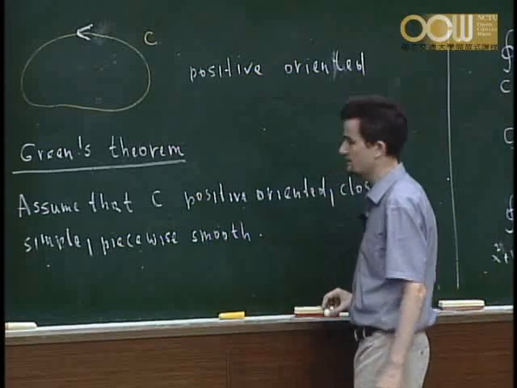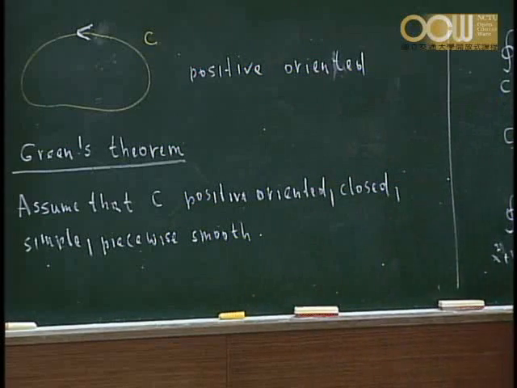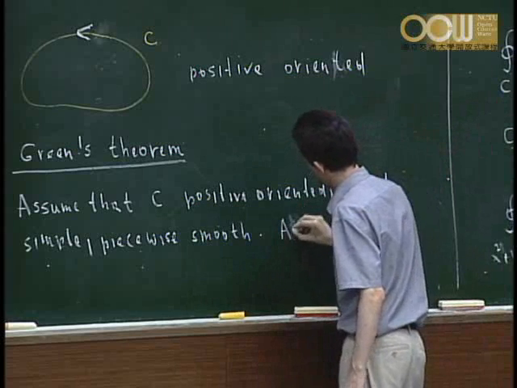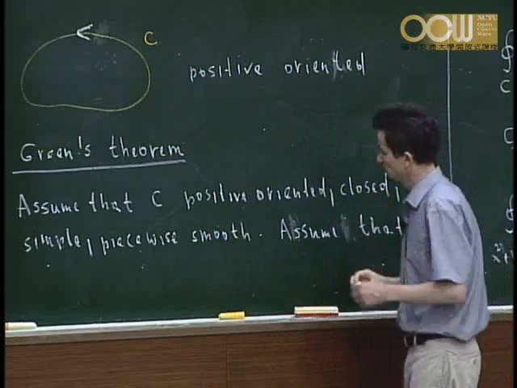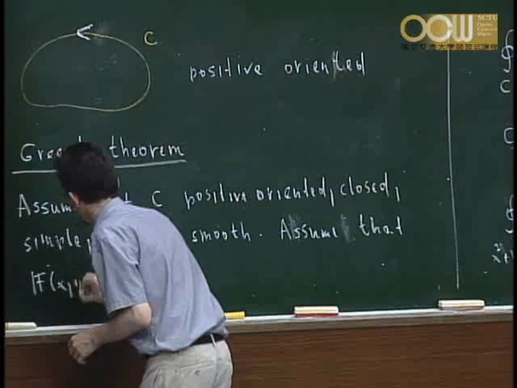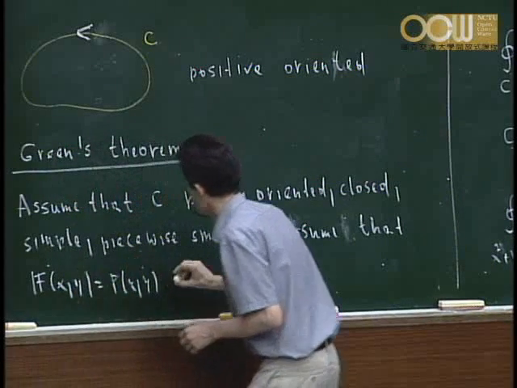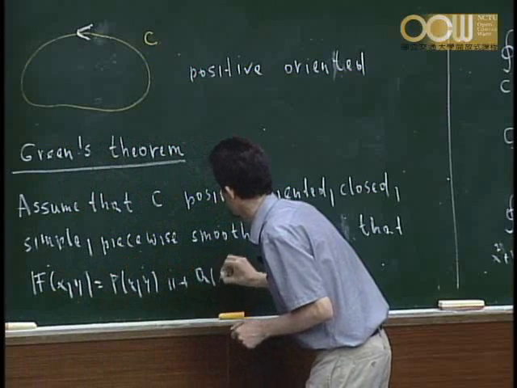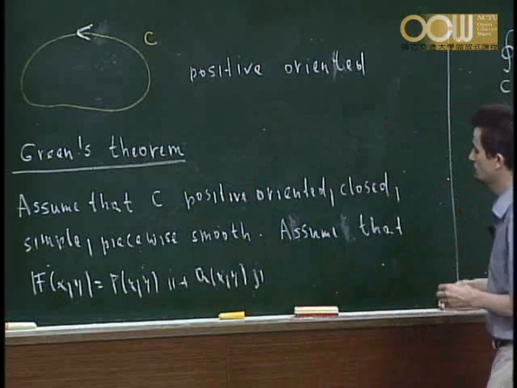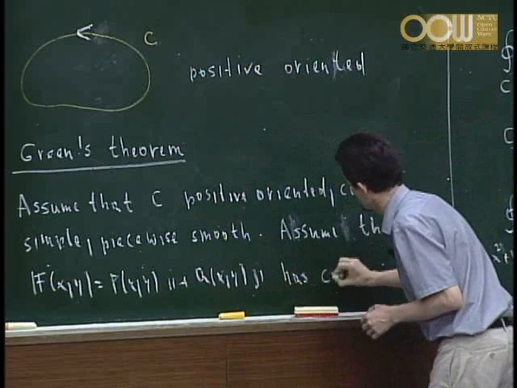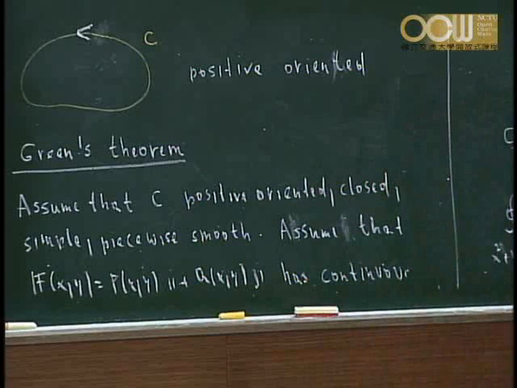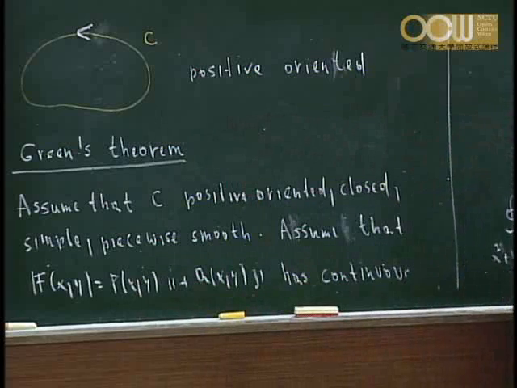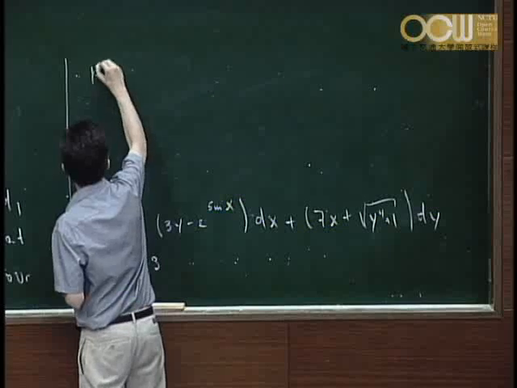Then assume you have given a two-dimensional vector field F of x, y equal to P(x,y) i plus Q(x,y) j that has continuous second order partial derivatives, which means P and Q, the scalar fields, have continuous partial derivatives.